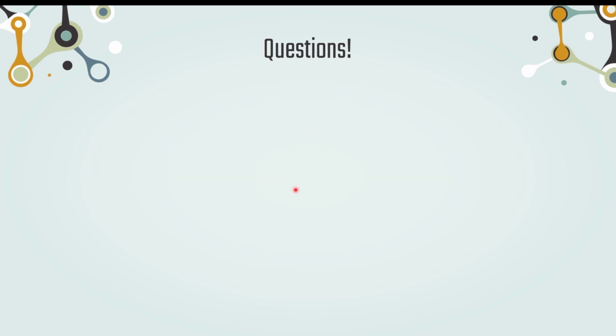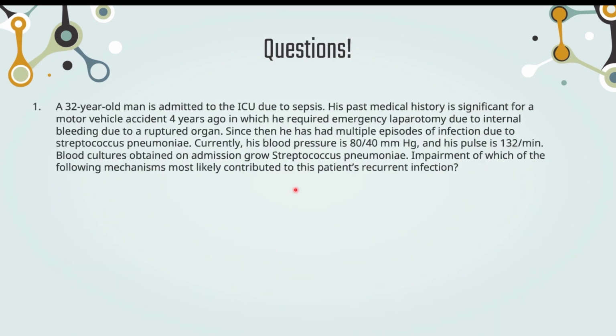Now let's do some USMLE style questions. So let's look at this first question. A 32-year-old man is admitted to ICU due to sepsis. His past medical history is significant for a motor vehicle accident 4 years ago, for which emergency laparotomy was done due to internal bleeding. All right, so there was a ruptured organ and he needed emergency laparotomy.